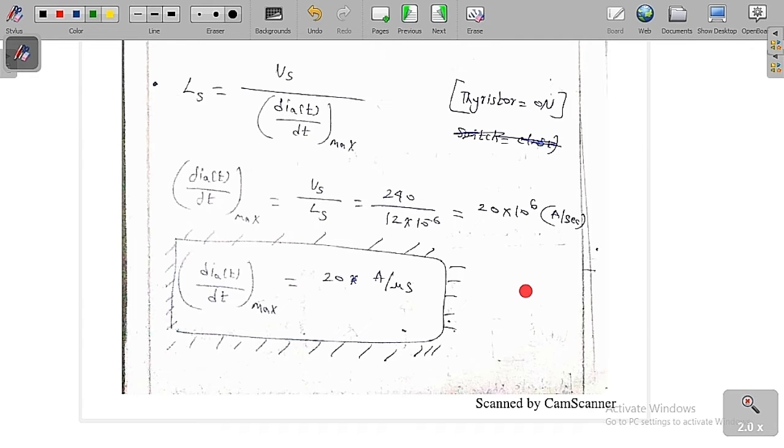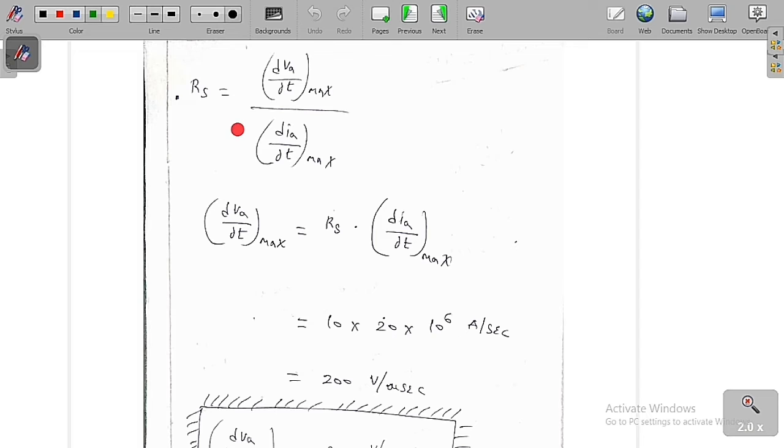As there is the inductor Ls, the current initially is equal to 0 in that inductor, so the voltage drop across the resistor RL is equal to 0. Therefore the whole supply voltage should drop entirely across the inductor itself. So Vs is equal to Ls into diat/dt max, so diat/dt max is equal to Vs by Ls. Vs we have as 240 and Ls is equal to 12 times 10 to the power of minus 6. If you solve this, we get 20 ampere per microsecond.